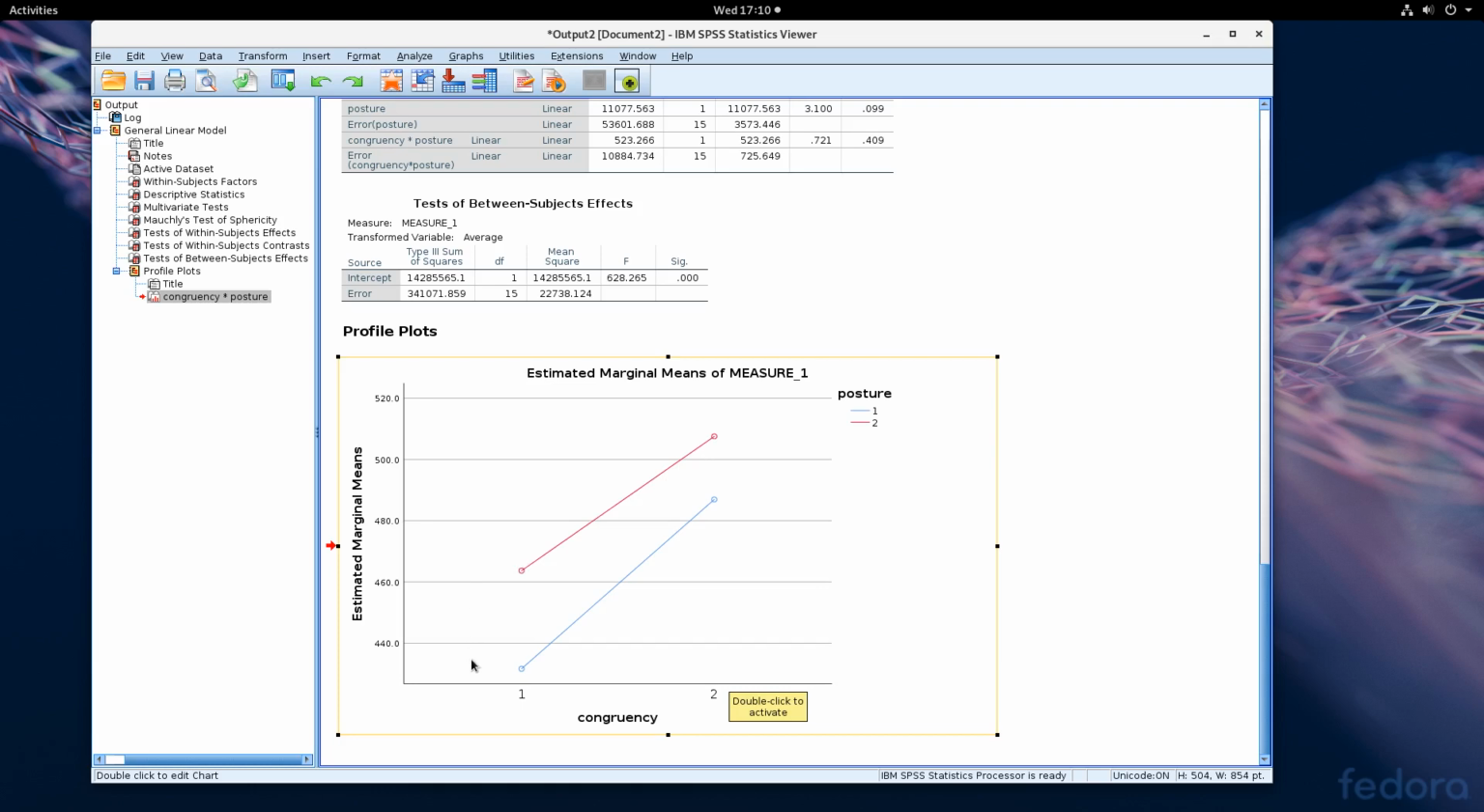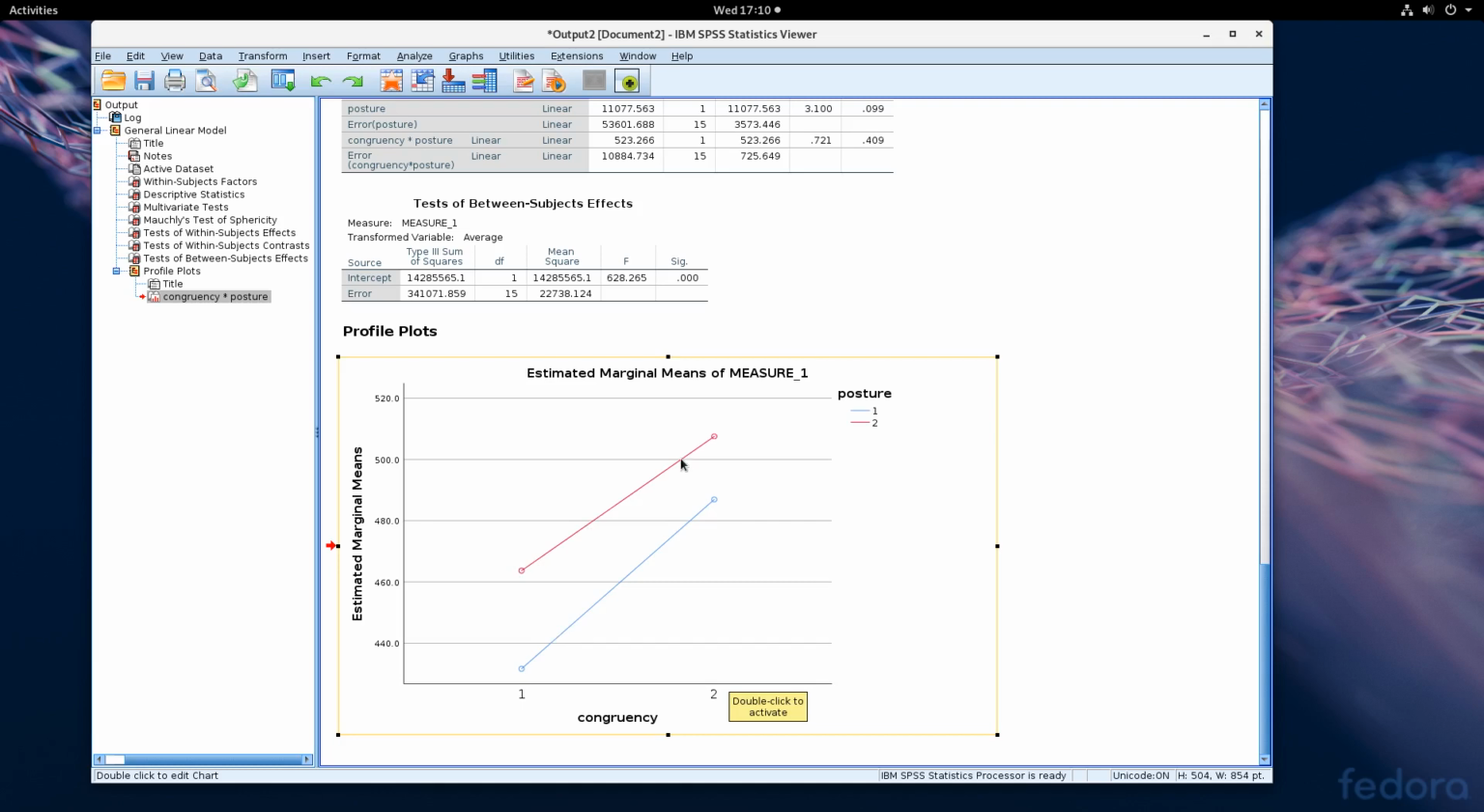Now, what you basically see here is that, first of all, the fastest responses were in the congruent normal posture. And people got a lot slower when they were in the incongruent normal posture. So that is the Simon effect, the difference between this point here and this point here. That is the Simon effect.